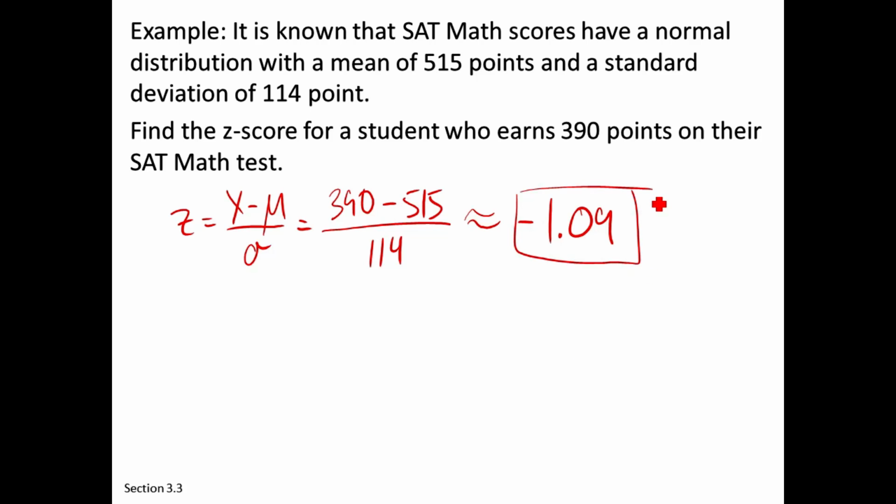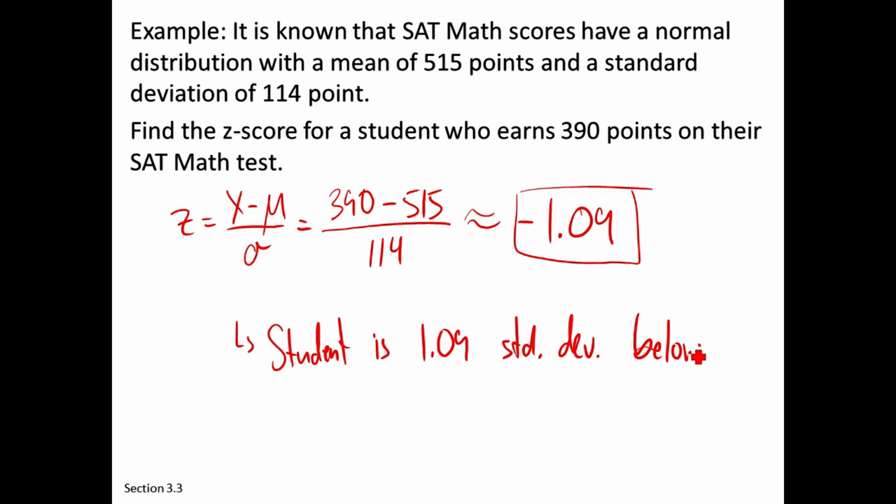So what does it say about this person? Yeah, they're just a little bit more than 1 standard deviation below average. That's still not that crazy, right? Most of your data is right there around 1 to 2 standard deviations around the average. This person's score is still pretty common. It is below average, yeah. So this student, I'll write it here, is 1.09 standard deviations below average.